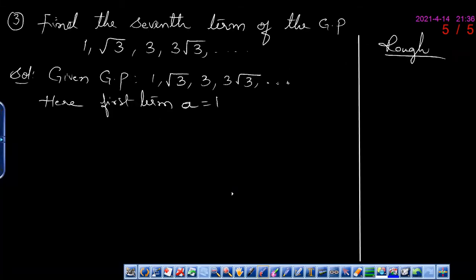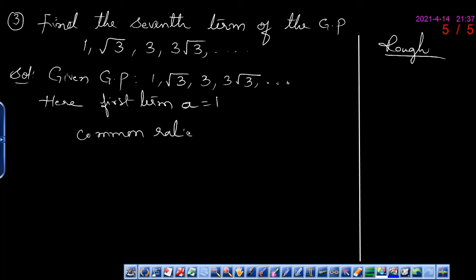Dheeraj, find the seventh term of the geometric progression 1, root 3, 3, 3 root 3. Explain the problem, how to solve it. As the question says the given sequence is in GP, we need to find the common ratio.